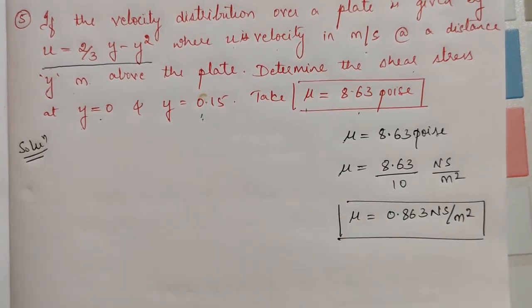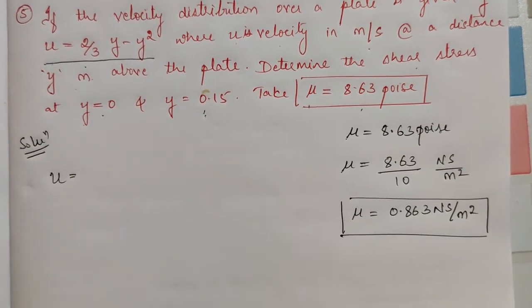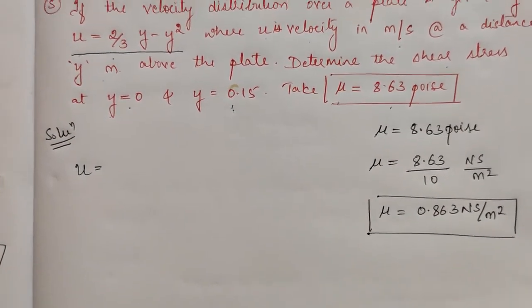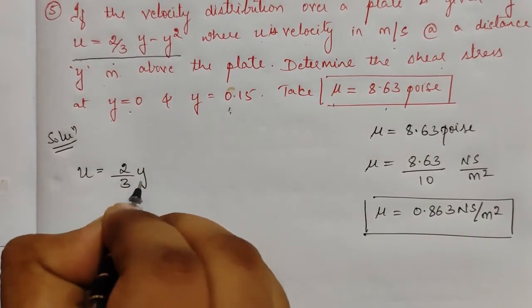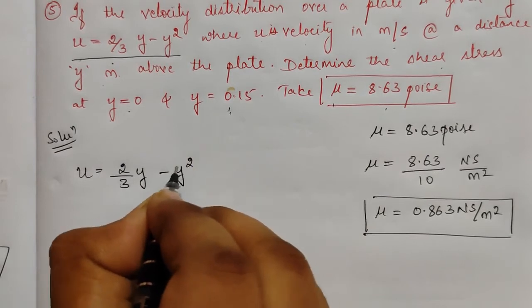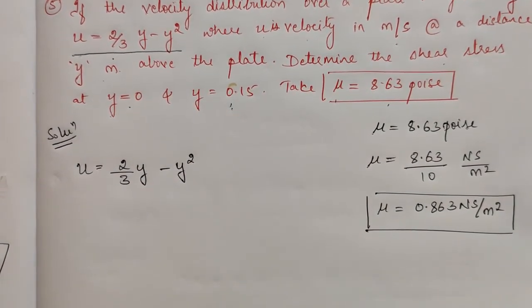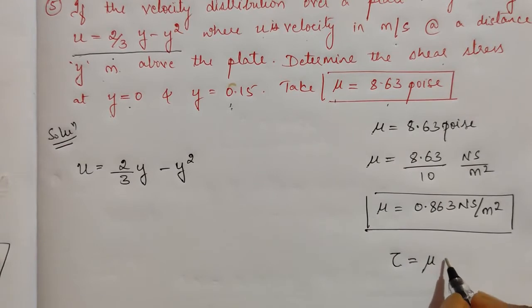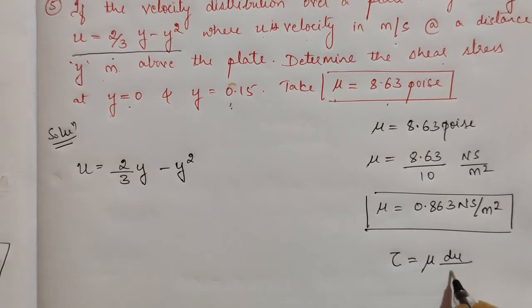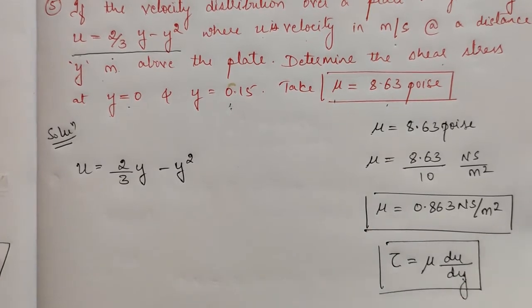Next, what we have to do? We have to note down this function. Velocity is given as a function of y: u is equal to 2 by 3 into y minus y square. So we have to differentiate. Why do we differentiate? We have the formula, tau is equal to dynamic viscosity into du by dy. So we want this velocity gradient.